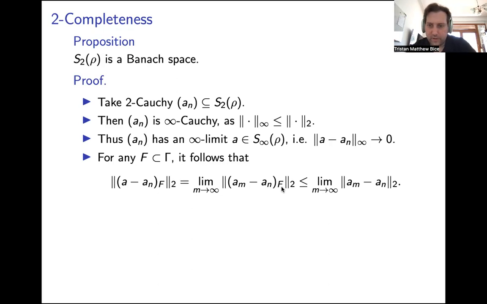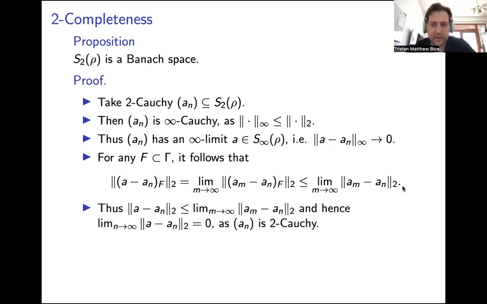Okay, but what do I know? I know the 2 norm of something restricted to F has to, by definition, be below the 2 norm of a_m minus a_n. And we assumed at the very beginning that we're dealing with some 2 Cauchy sequence a_n. So 2 Cauchy means I could pick my n large enough so that the limits of these 2 norms here are as small as I like. Okay, so the 2 norm of a minus a_n therefore has to be the supremum of all these guys.